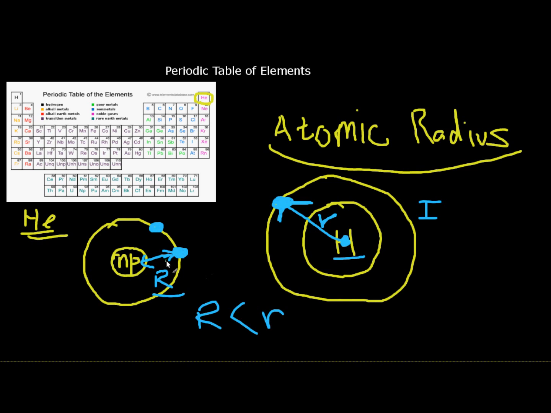Also guys, I forgot to mention that in helium there are 2 protons, whereas in hydrogen there is only 1 proton. And if we consider the charge e between 1 proton and 1 electron, the overall charge here would be 1e. However, here, since there are 2 electrons and 2 protons, the overall charge would be 2e. And so 2e is greater than e, and therefore this R, which is the radius of helium, is smaller than the radius of hydrogen.